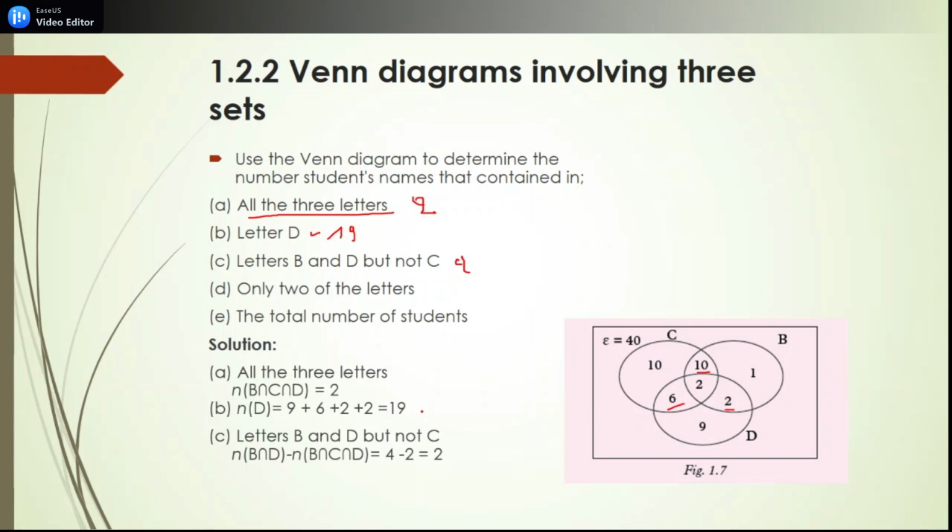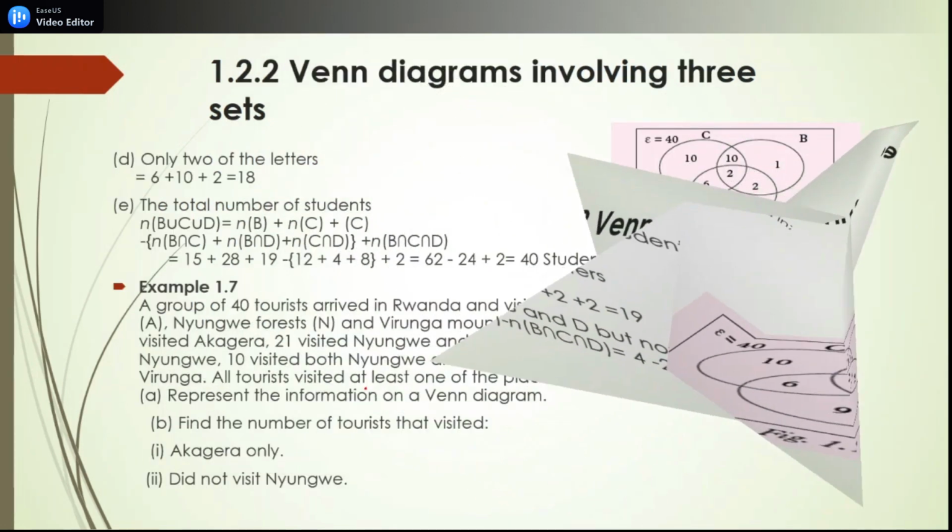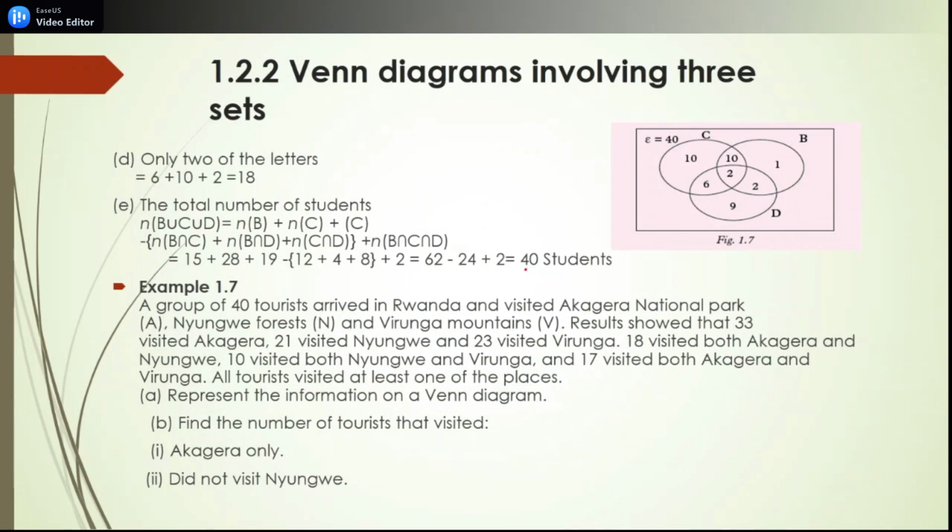So we have the same result as we explained. Then all students is equal to 40. Only 2 letters, we add 6, 10, and 2, and so.